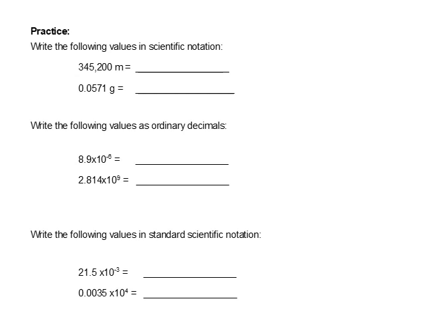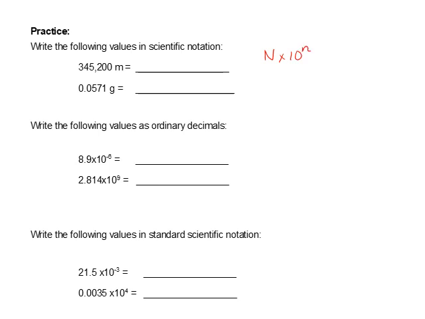Let's work through the practice problems for part one. In the first section, we're asked to write the values in scientific notation. This means that we want to express the value as a decimal number between 1 and 10, multiplied by 10 raised to a whole number power.